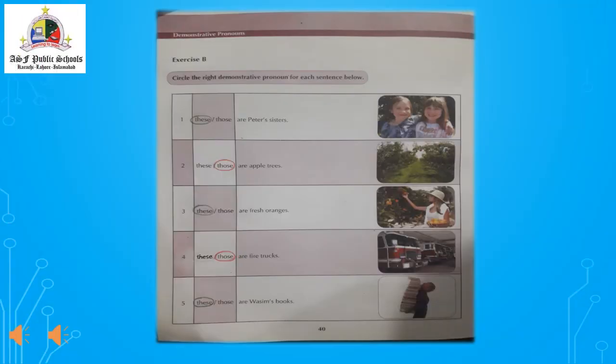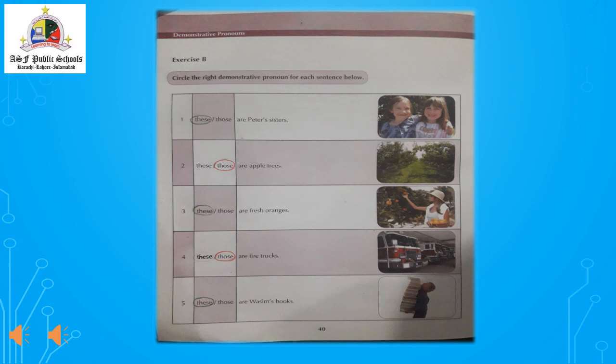Now this is exercise B, page number 40. In the first sentence, here the girls are close to each other. So we circle the word these. And in the second sentence, the apples are looking far in the picture. So the answer is those. And in the third sentence, the oranges are in the girl's hand and close to her. So we circle the word these.